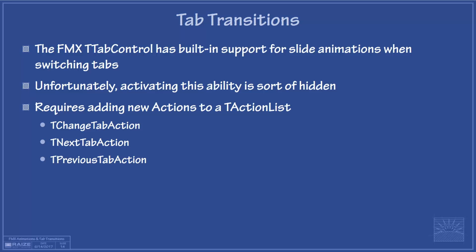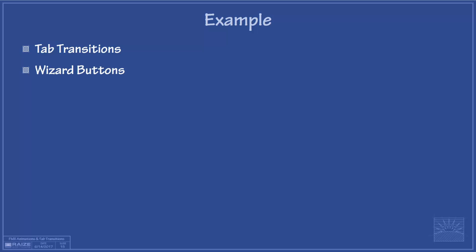So for the final section, I want to talk about tab transitions. The tab control in FMX is quite powerful. It even includes built-in support for slide animations, which is great for the mobile side, because using a tab control to partition into multiple views, being able to slide between them is actually quite cool and follows the pattern that's usually on those devices. The problem is that ability is kind of hidden. It requires adding an action list and some actions to your application in order to surface that ability. So we're going to take a look at a couple apps that demonstrate how to use tab transitions.